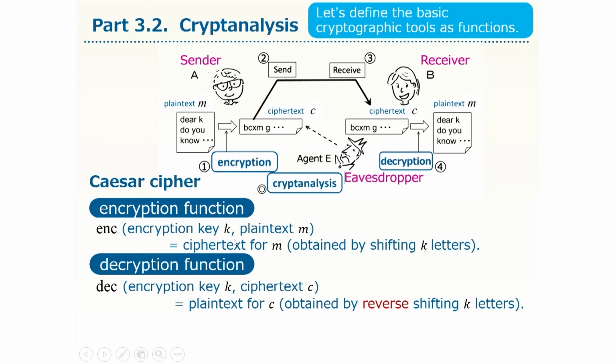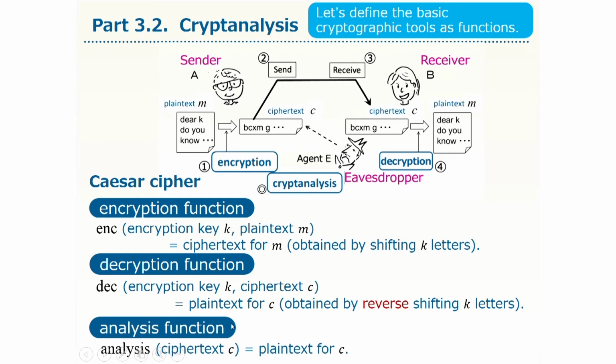Again, let us specify the task of cryptanalysis precisely as a function. This function analysis is what eavesdropper E wants to compute. Note that this value is the same as the function dec. The difference is their arguments. While dec has two arguments, that is, the key k and the ciphertext c, function analysis is given the ciphertext only. This is the difference between decryption and cryptanalysis. Eavesdropper E must obtain m without knowing the secret key k. We assume that the eavesdropper can get the ciphertext completely, but we also assume that he cannot get the key. The eavesdropper needs to compute the plaintext without knowing the key. Writing the goal of computation with a function reveals this difference.